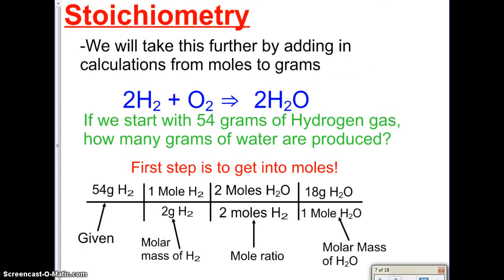Okay, so let's just look at a full-blown stoichiometry problem. If we start with 54 grams of hydrogen, how many grams of water are produced? So we take it one step at a time. We start with our given of 54 grams of H2. We know we have a molar mass of hydrogen of 2 grams, or 2.0 to be a little bit more precise, and that's per 1 mole of H2.